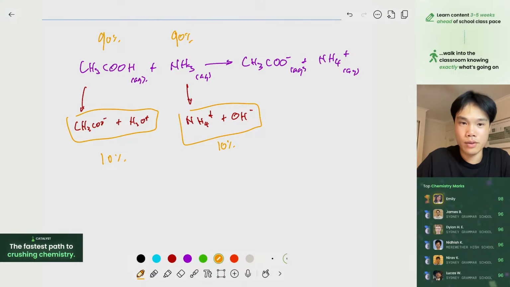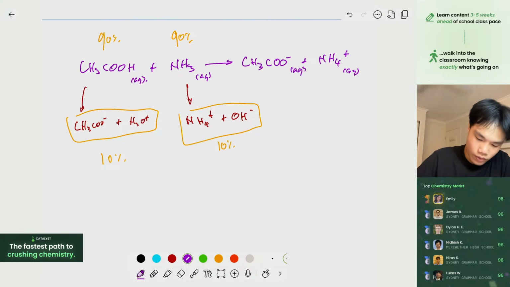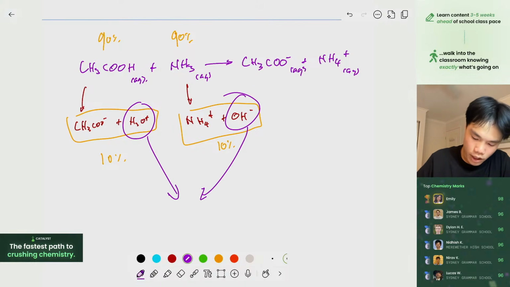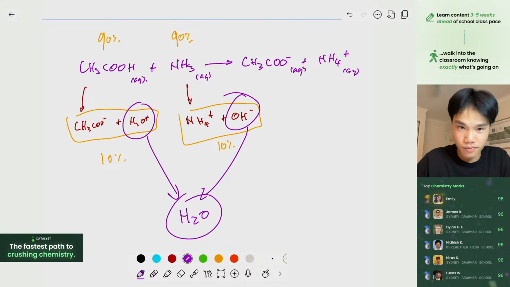So let's say we have 10% of the concentration in this form, and the same here, 10% in this form, and we have 90% in the undissociated or unneutralized forms. What happens here is that the formed and free hydronium and hydroxide will react to make H2O immediately. It will just react to completion because we know that neutralization is a one-way reaction.